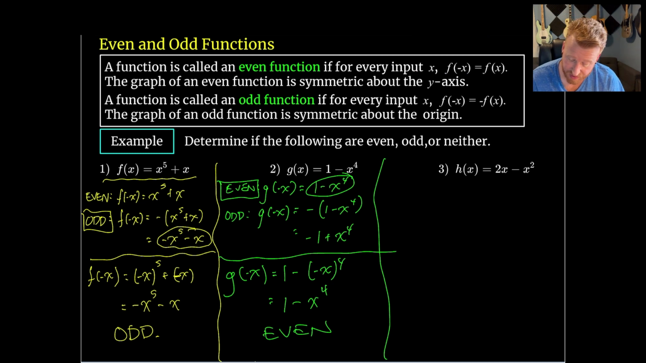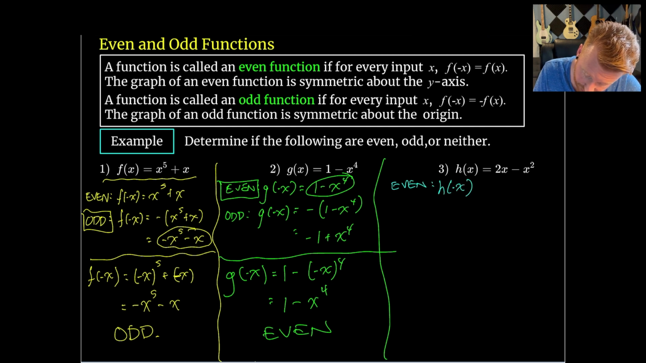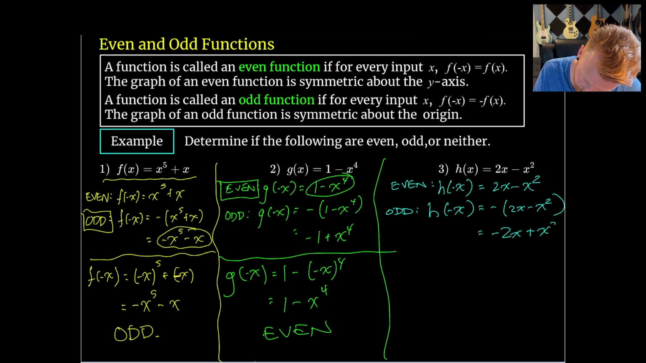Okay, finally we have this last function, h of x equals 2x minus x squared. So let's again explicitly write out: if this function was even, then making the input negative should give us the original function back. So we would get 2x minus x squared back. And if this function was odd, making the input negative should give us the negative of the function back. If I simplify that, I would get negative 2x plus x squared.